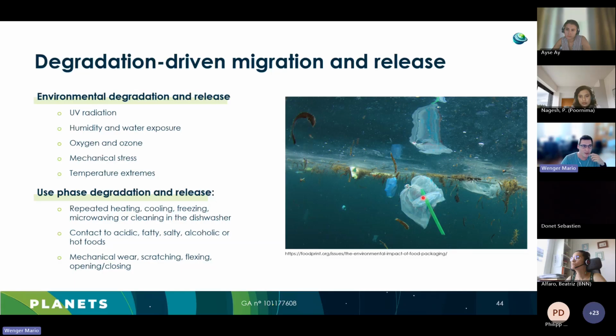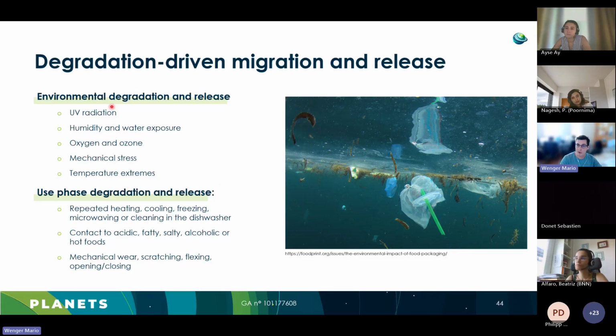Plastic is not a single material, but rather a chemical complex mixture containing thousands of substances like plasticizers, flame retardants, or UV stabilizers to give the end product its stability and function. Those substances can be released during its lifetime, mostly due to two different scenarios: the environmental degradation and release, and the use phase degradation and release.